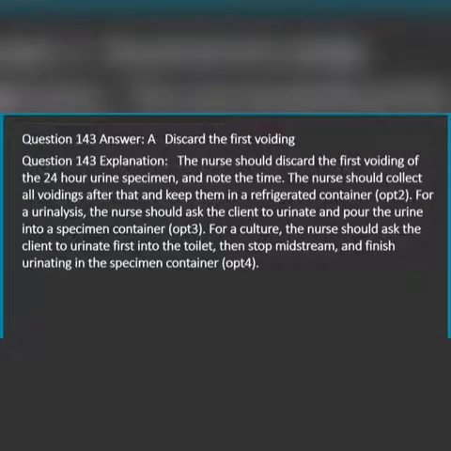Explanation: The nurse should discard the first voiding of the 24-hour urine specimen, and note the time. The nurse should collect all voidings after that and keep them in a refrigerated container. Opt 2. For a urinalysis, the nurse should ask the client to urinate and pour the urine into a specimen container. Opt 3. For a culture, the nurse should ask the client to urinate first into the toilet, then stop midstream, and finish urinating in the specimen container. Opt 4.